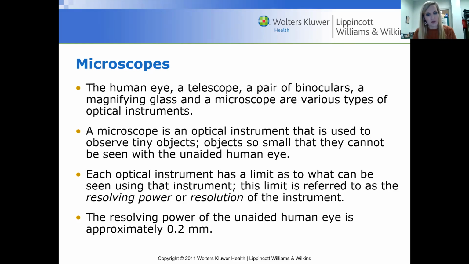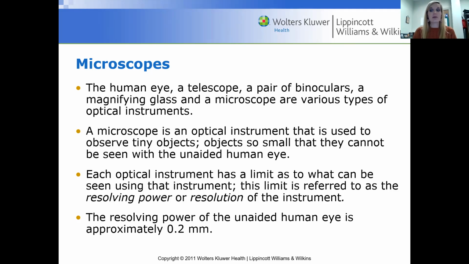But a microscope is an optical instrument that is going to be used to observe very tiny objects, objects that are so small that they cannot be seen with the unaided human eye. So each optical instrument, all those that we mentioned, has a limit to how big it's going to make what we're trying to view. It has a limit as to what can be seen with that instrument. This limit is referred to as the resolving power, or sometimes called the resolution of that instrument.